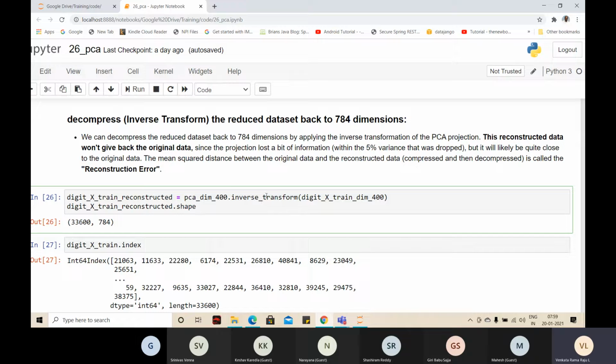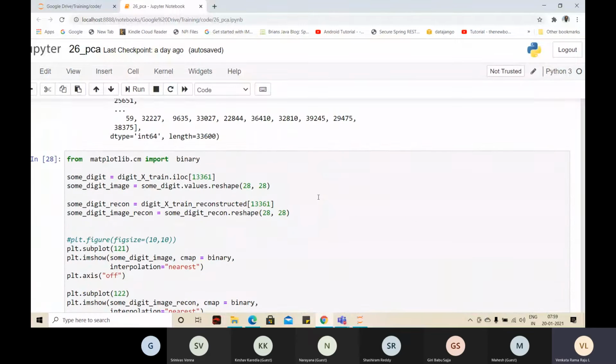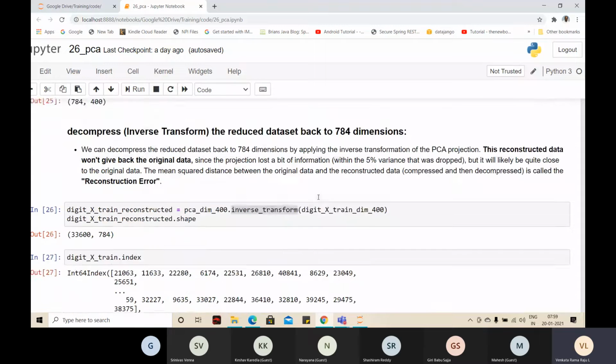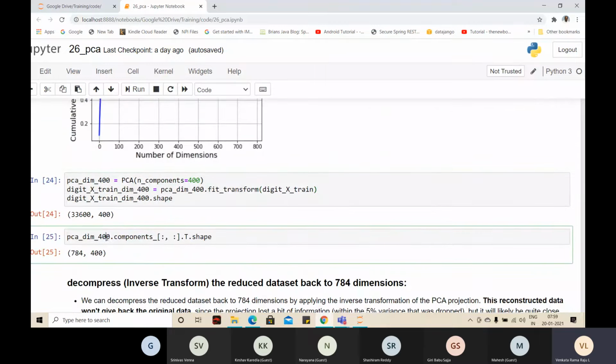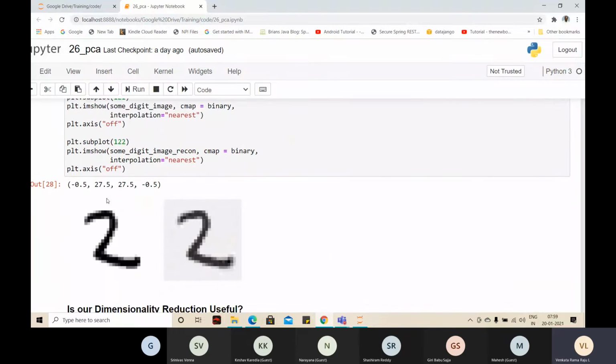Did you get what is happening in inverse transform? Any questions there? No? Okay. I can move on. So the dimensionality reduced to 400, and using the inverse transform method, I reproduced 784 columns so that I can actually generate the image and see how it looks.